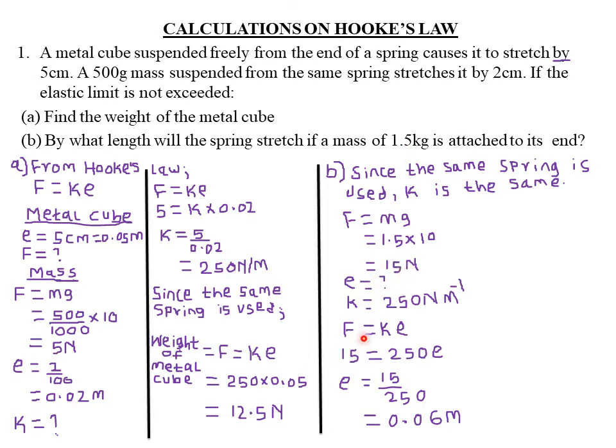That is, this 15 Newton is equals to K. We had already calculated K earlier, which was 250 Newton per meter. So 15 is equals to 250 Newton per meter times the extension, which is our unknown. So to find the extension, we make it the subject of the formula by dividing both sides by 250. So the extension will actually be equal to 15 divided by 250, which gives you 0.06 meter. So that is how to behave whenever you are given a problem of such a manner.